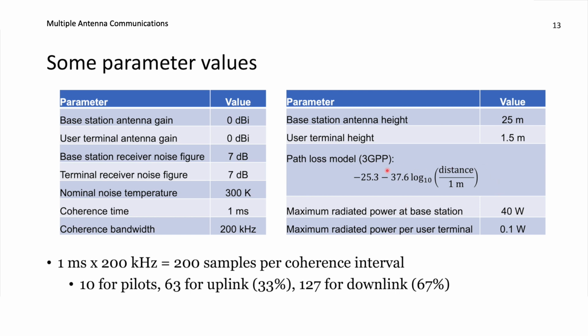And then when it comes to the maximum radiated power, this rho downlink, it's 40 watt for the base station, while the maximum radiated power for a user terminal, which was rho uplink, is just 0.1 watt or 100 milliwatt. And these are quite typical numbers. And remember that we have 20 megahertz of bandwidth to divide this power over.